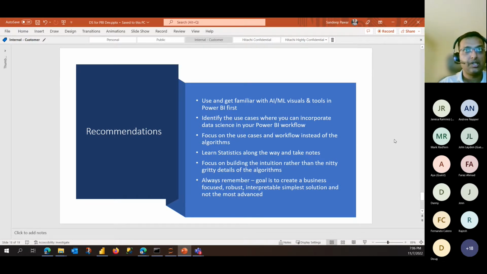Focus on the use cases and don't get too caught up in the algorithms, or whether I should use Python or R. Figure out first what the use cases are, and then you will automatically figure out what the different algorithms mean. And always remember that the goal is not to create the most sophisticated model.